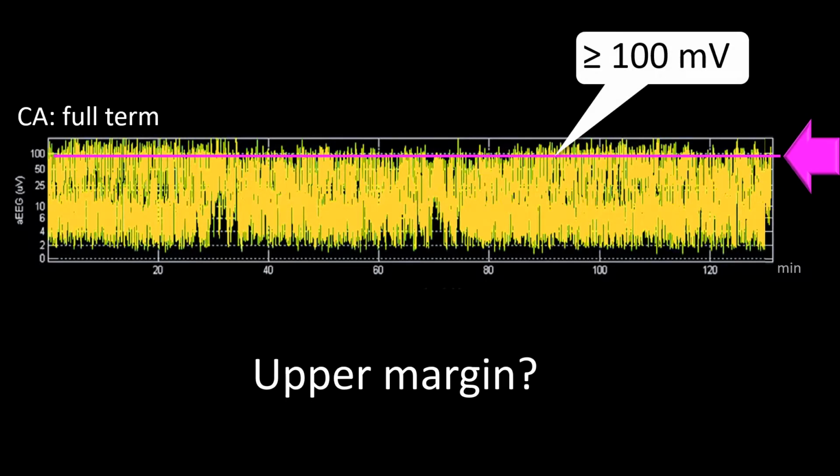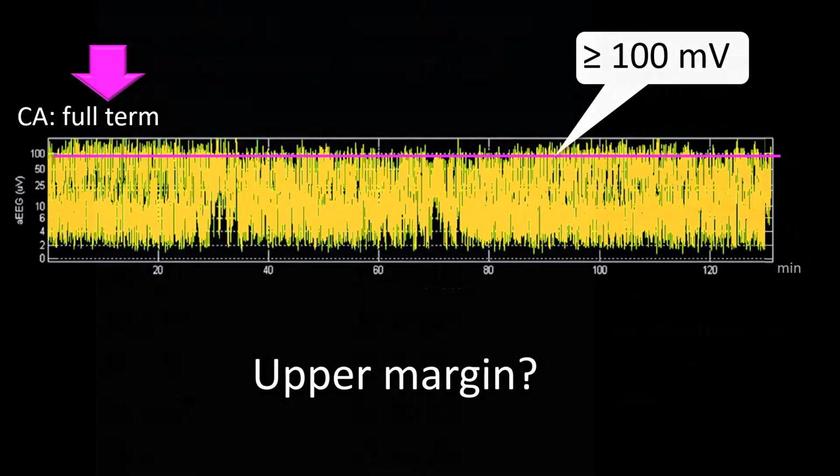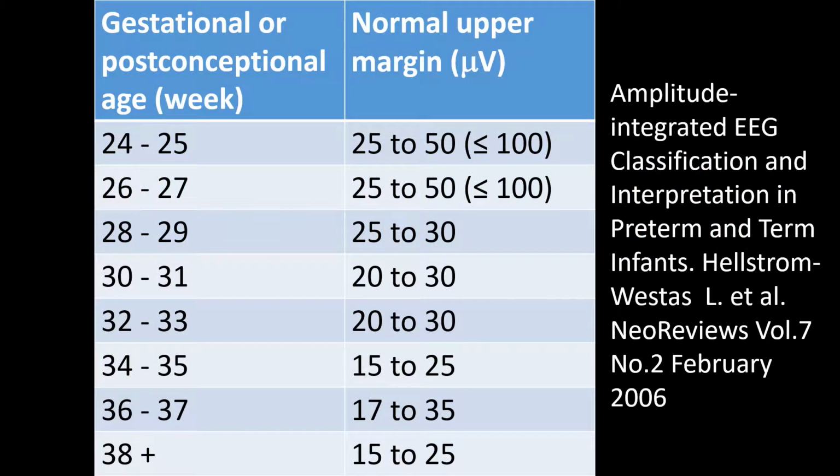As you can see, the upper margin is about 100 microvolts. An upper margin of 100 microvolts, as you can see in this table published in NeoReviews in 2006, at 38-week conceptional age and after, the upper limit of the upper margin in normal full-term neonate is 25 microvolts.